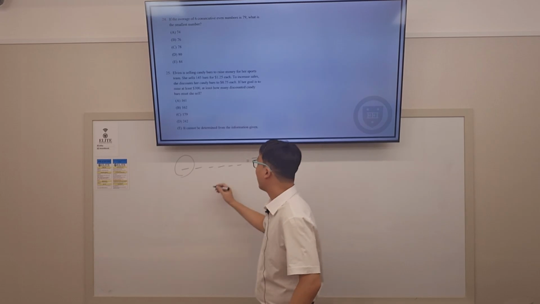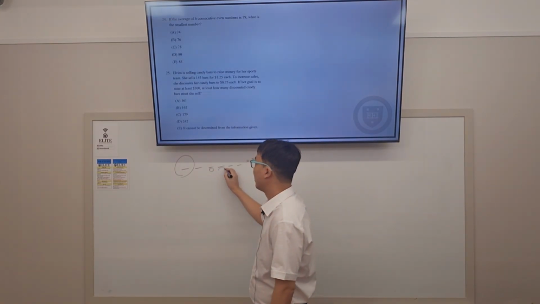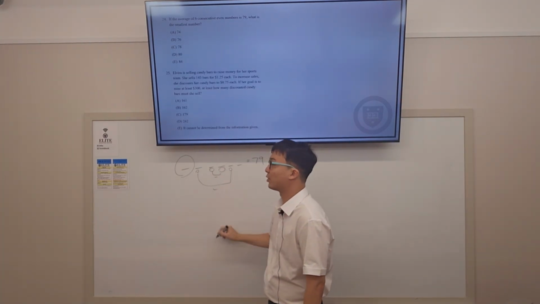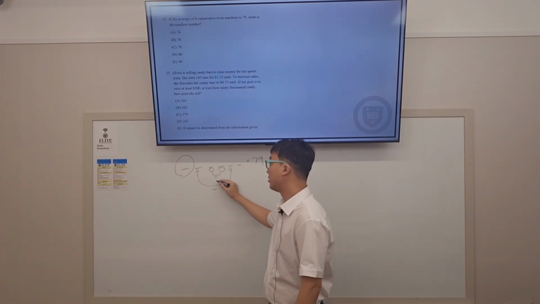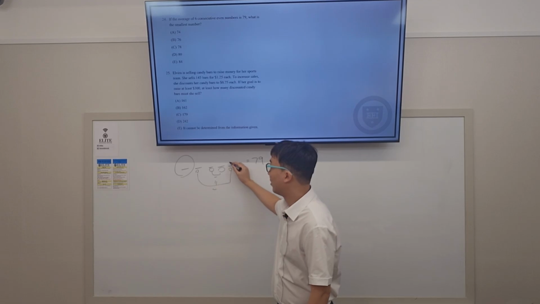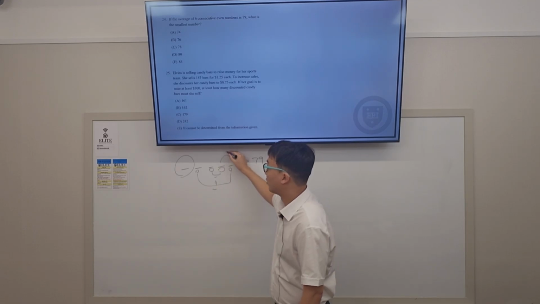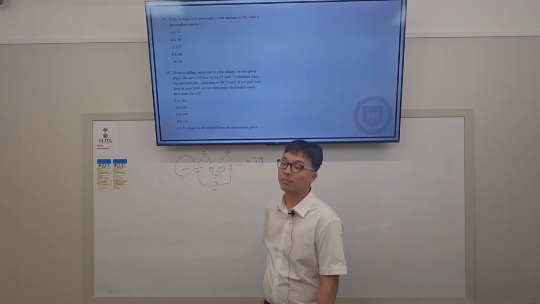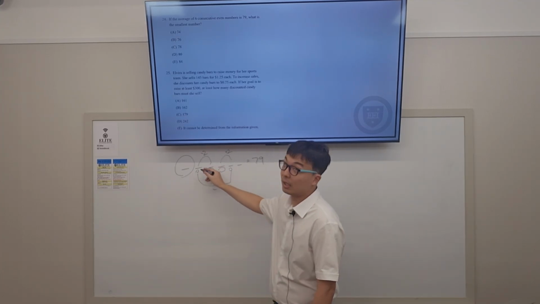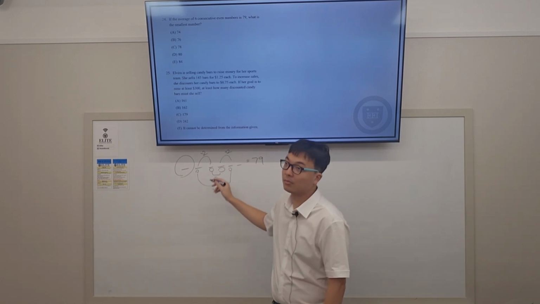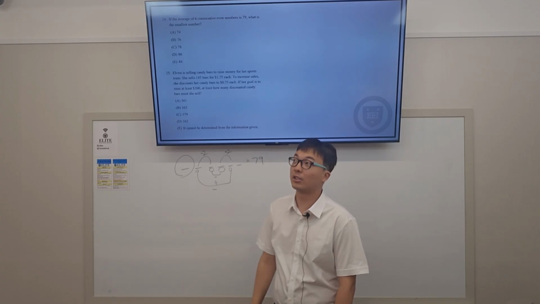Well, we know that these two have an average value, and these two also have an average value. We know that these two must be equal. Why is that? Because this number is this number plus 2, and this number is this number minus 2. Therefore, the sum of these two values is equal to the sum of these two values. Therefore, they must have the same average.